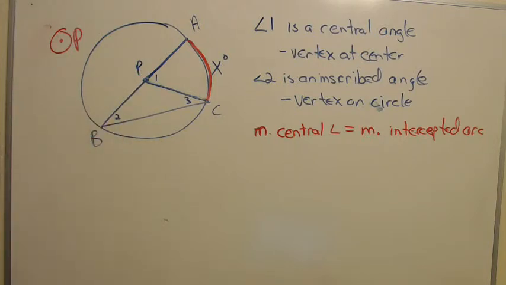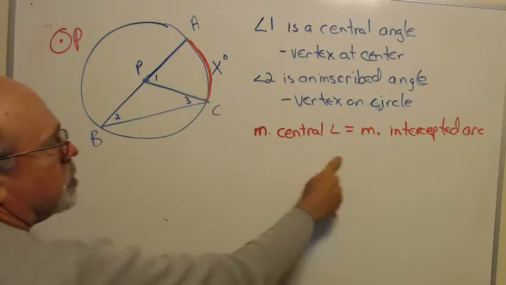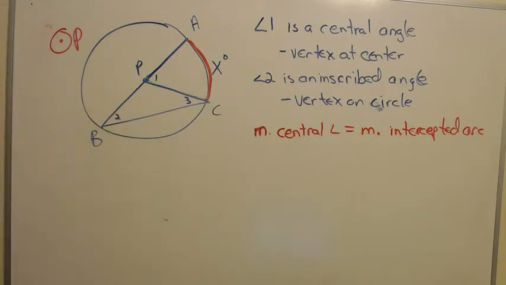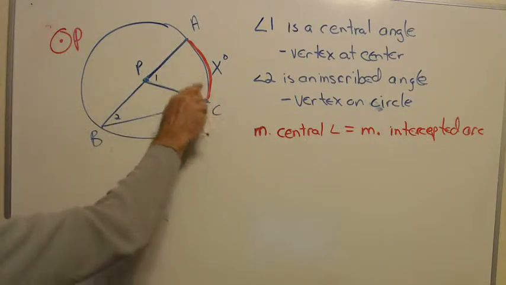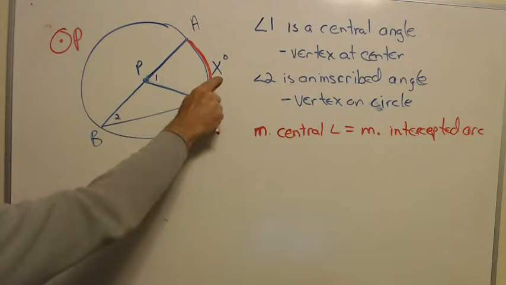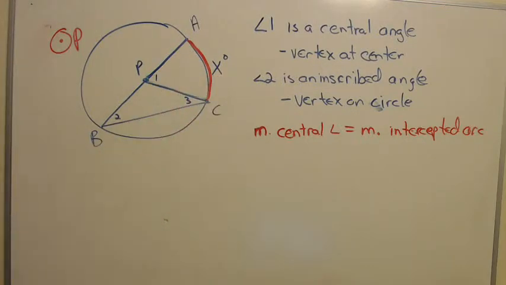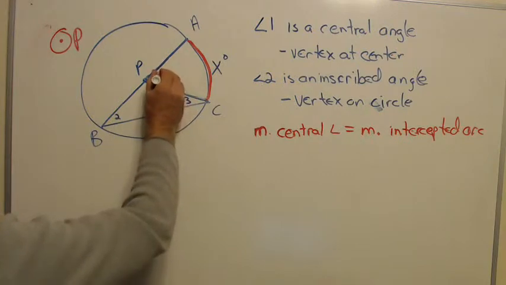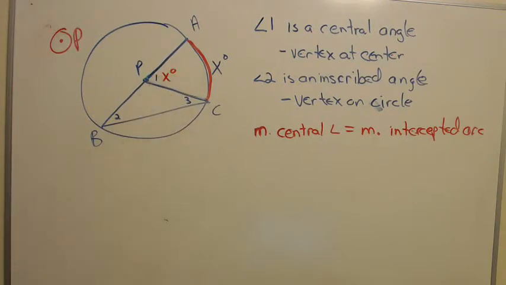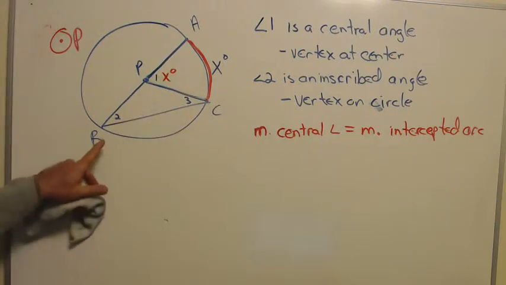We know that the measure of a central angle is the same as the measure of the arc it intercepts. So angle 1 intercepts arc AC, and I'm saying it's x degrees. So angle 1 is also going to be x degrees. We want to look at another type of angle here.